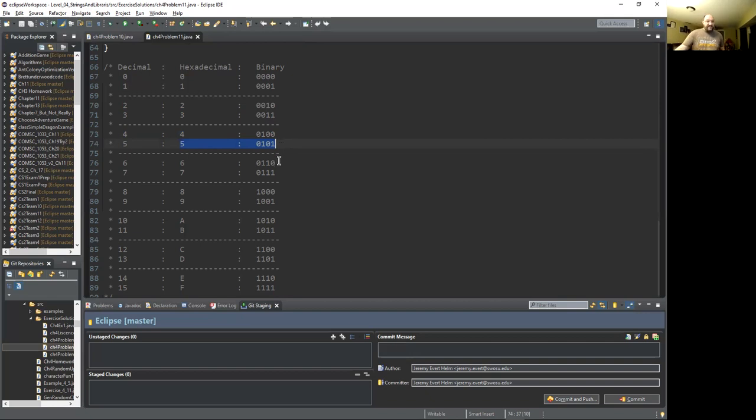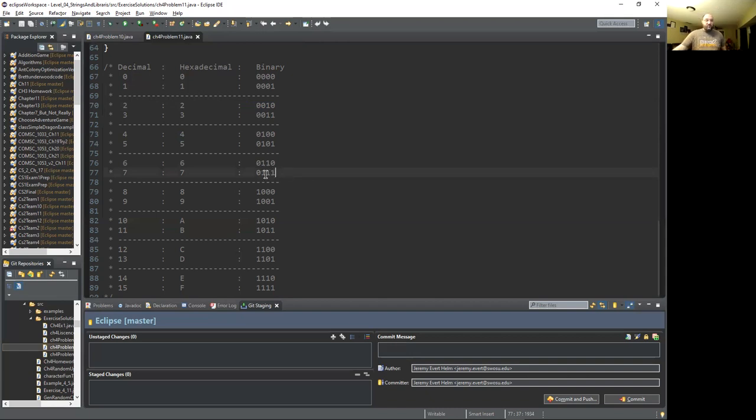Okay, so we see this pattern continue. Now we've got 1 times 2 to the 2, which is 4, plus 1 times 2 to the first. 2 to the first is 2. So 1 times 2 is going to be 2, and that gives us 6. And we repeat this pattern. Now it's going to be 4 plus 2 plus 1, which is going to be 7.